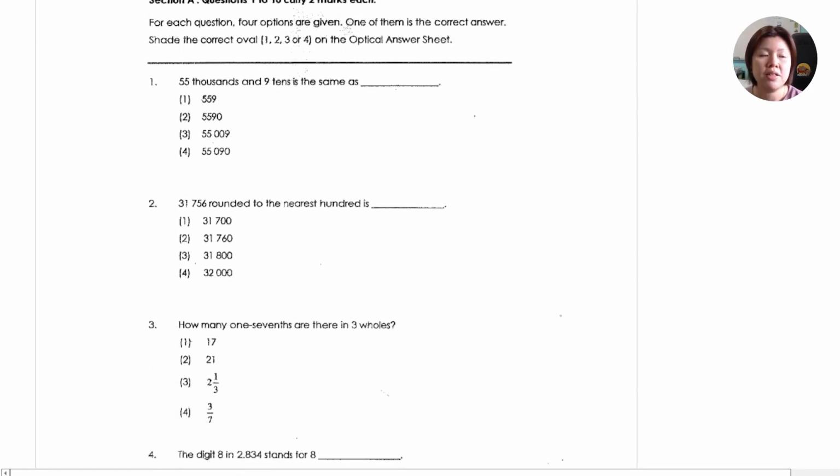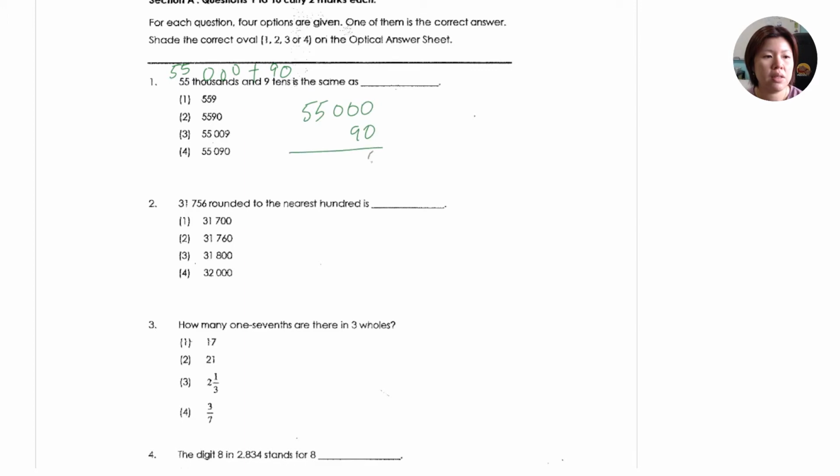Okay, from here we can see that it's given to us 55 thousand and 9 tens. My habit is to put numbers on top of the words. So 1,000 is 1000, and I put back my 55. And 9 tens is 10, and it's 90. So when I put it together, my answer will be 55,090, which is number 4.